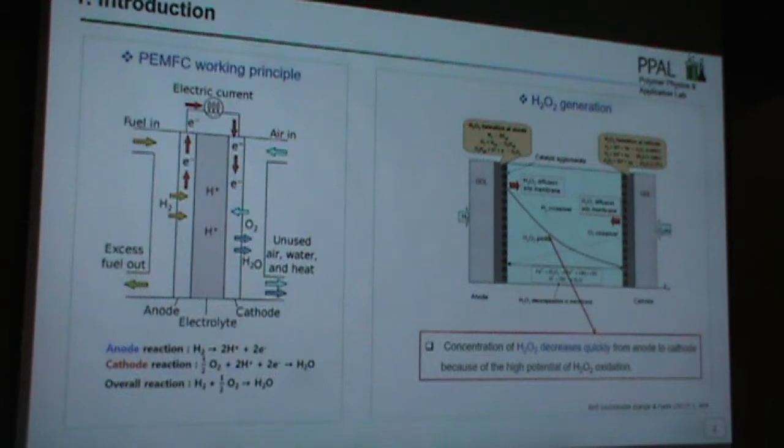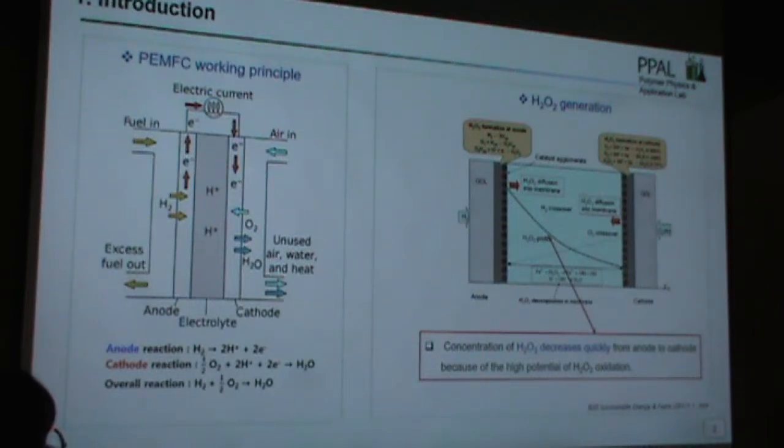As you can see here, hydrogen and oxygen are supplied at the anode and cathode sides of the fuel cell system. The hydrogen is split into two hydrogen ions, releasing two electrons. The hydrogen ions transfer through the electrolyte membrane to the cathode side, where they react with oxygen gas to generate water.